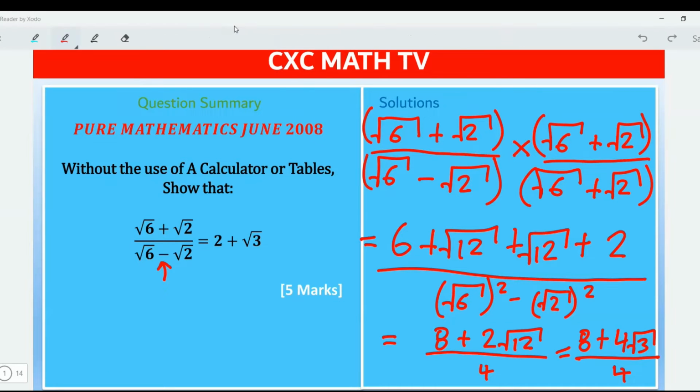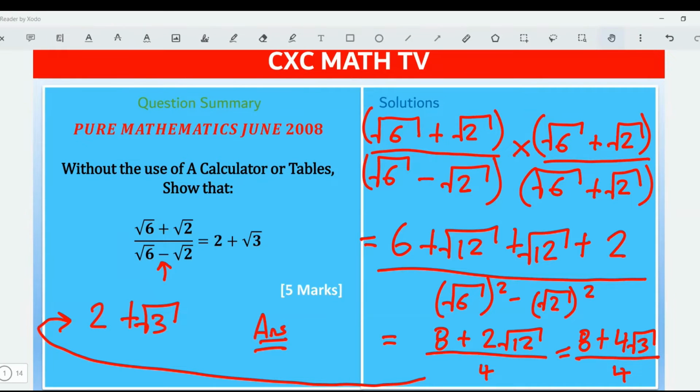All right, now finishing this question, we're just going to bring it all the way over here. So we divide now, the 8 divided by 4 is 2, plus the 4 over 4. 4 cancels 4, and so we get root 3. So that proves it, all right? So the final answer is indeed true. All right? So that's how you would do that question right there.